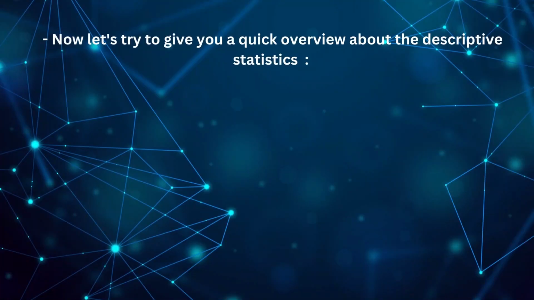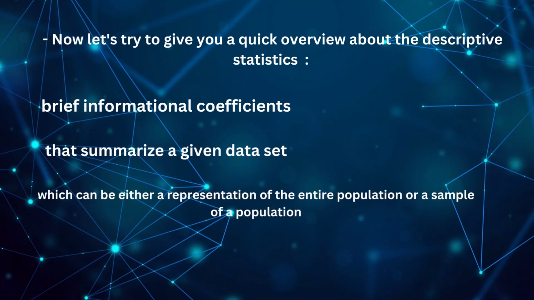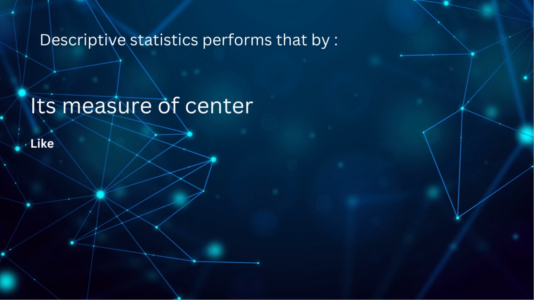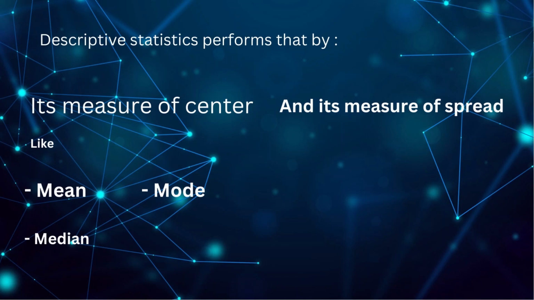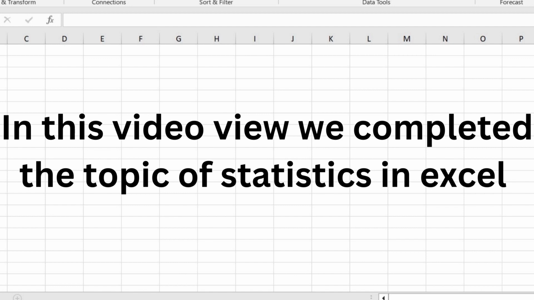Now let's try to give you a quick overview about descriptive statistics. Brief informational coefficients that summarize a given data set, which can be either a representation of the entire population or a sample of a population. Descriptive statistics performs that by its measure of center, like mean, median, mode, and its measure of spread, like minimum, maximum, standard deviation, and variance. In this video we completed the topic of statistics in Excel.